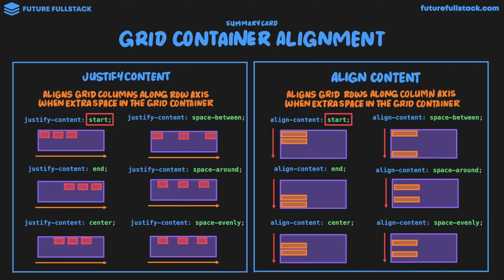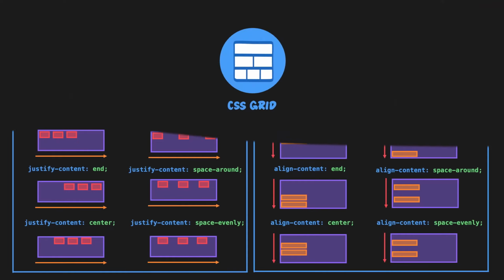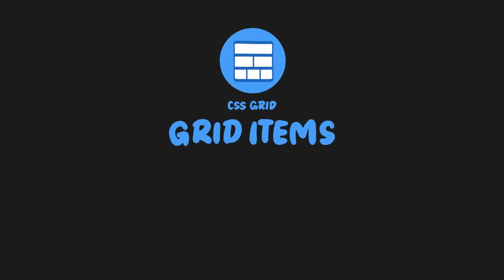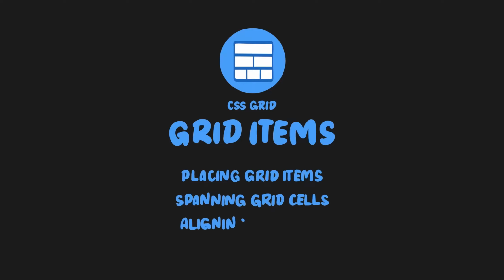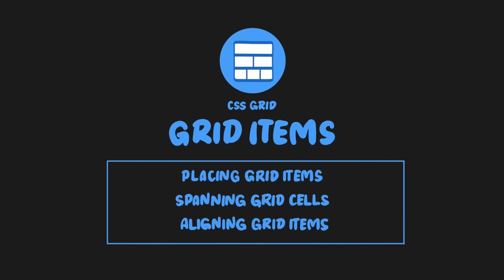In the final chapter, we'll look at how to control the placement and behavior of elements inside a grid with grid items. We'll be discussing placing grid items, spanning grid cells, and aligning grid items. So let's first talk about placing grid items.